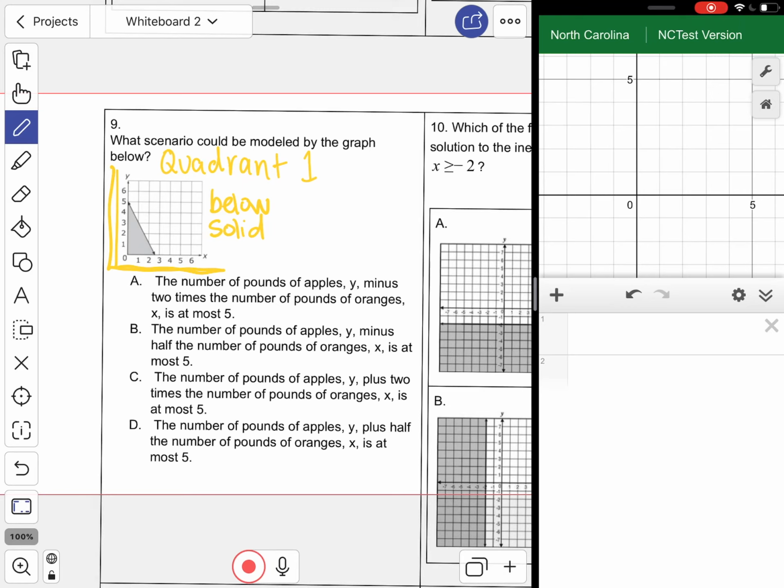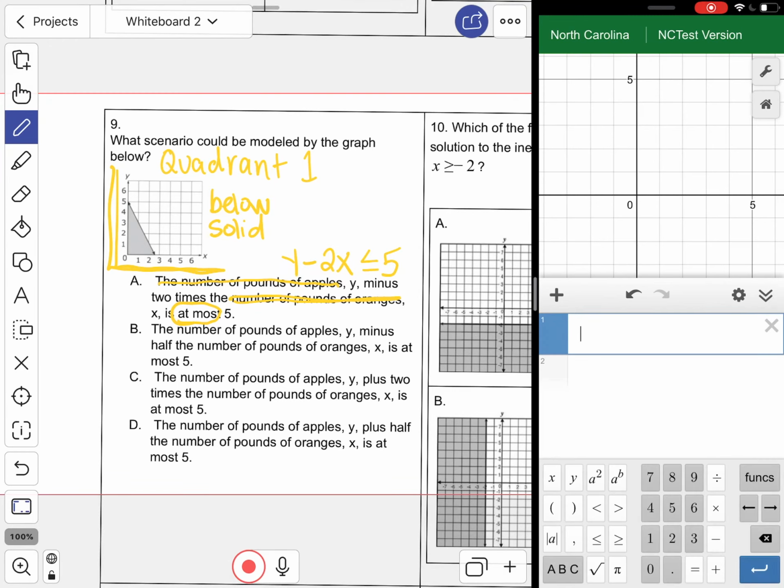So the first one, I'm actually going to forget about the apples and oranges that's being described here. I'm just going to read it based off of the variables. So y minus 2 times the number of oranges, we're going to get rid of that. So 2 times x is at most 5. So y minus 2 times x is at most 5. So at most, if I have at most $5, that means I have $5 or less. So this is going to be less than or equal to 5.